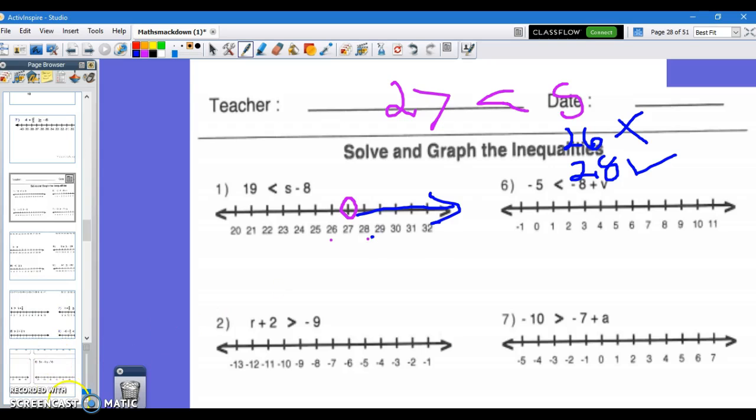And that's how we know that any number on this side of the number line could be a solution for s. Remember, with inequalities, we have more than one solution. In equations, you have one definite solution. In inequalities, you have more than one solution, and that's why we graph them on the number line. All right, let's do that again.